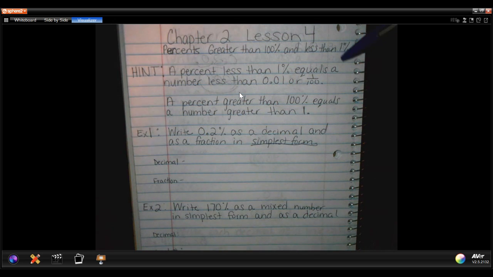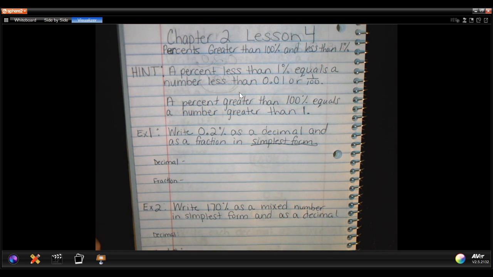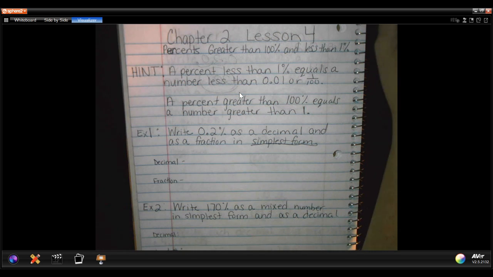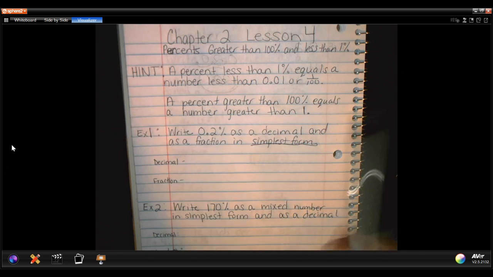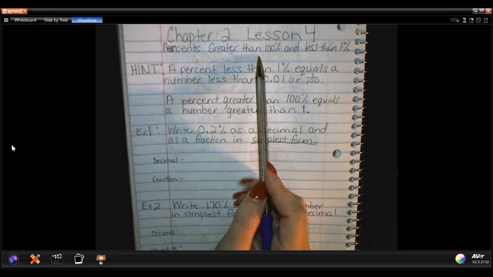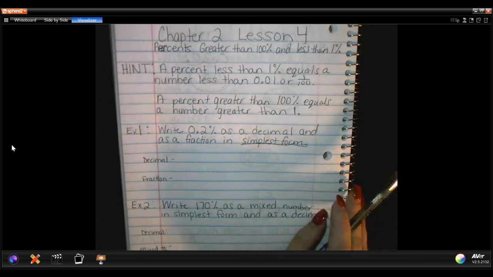Hey guys, today we're going to talk about Chapter 2, Lesson 4. We talked about fractions, decimals, and percents, and now we're going to talk about what they look like when percents are greater than 100 and less than 1%.